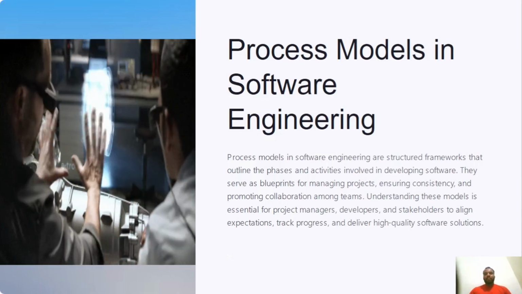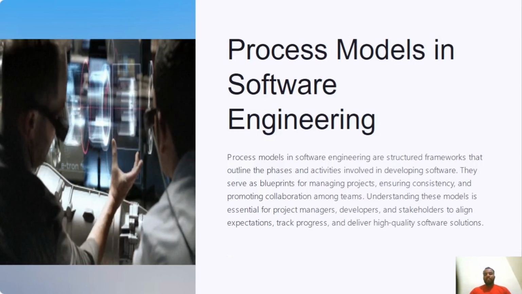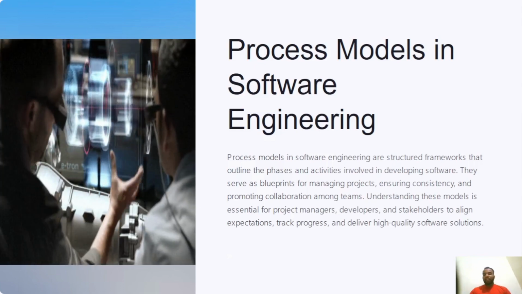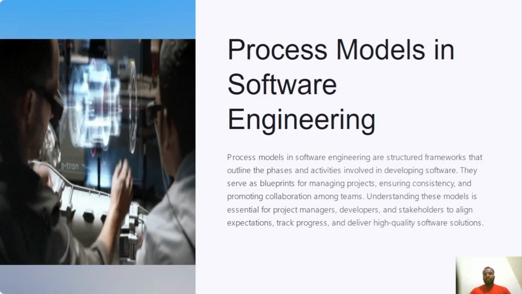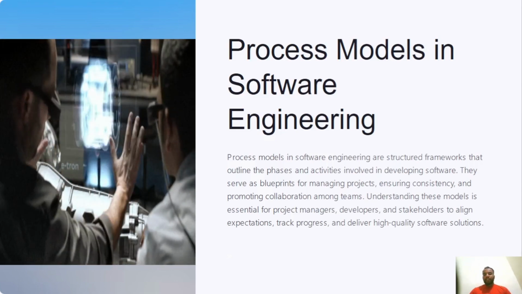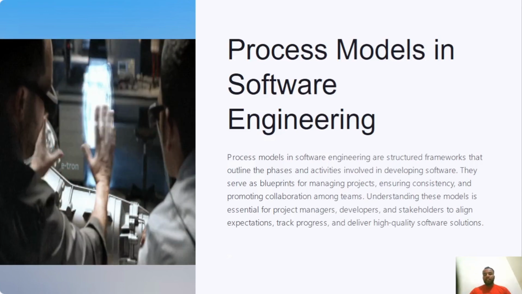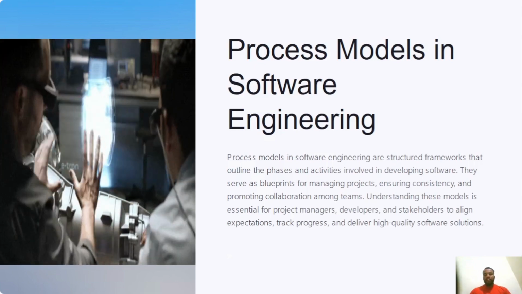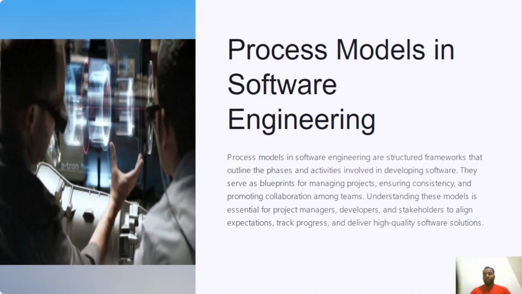Today in this video we are going to learn about process models in software engineering. Process models in software engineering are structured frameworks that outline the phases and activities involved in the development of software. They serve as blueprints for managing projects, ensuring consistency and promoting collaboration among teams. Understanding these models is essential for project managers, developers, and stakeholders to align expectations, track progress, and deliver high quality software solutions.